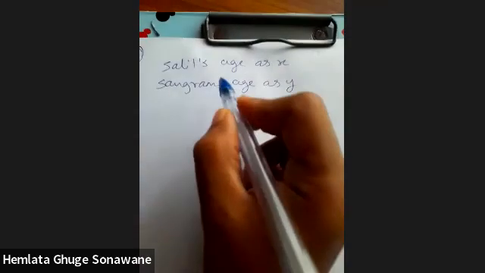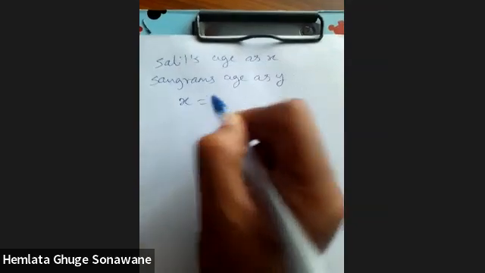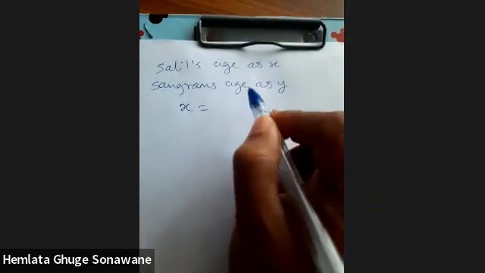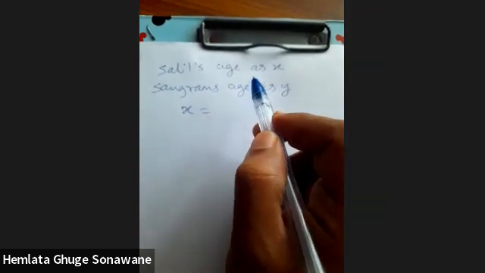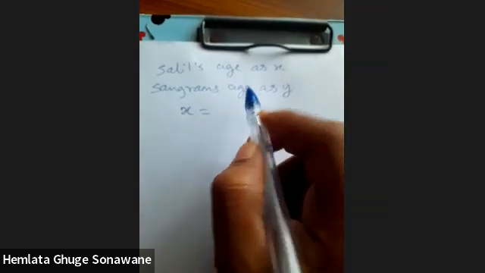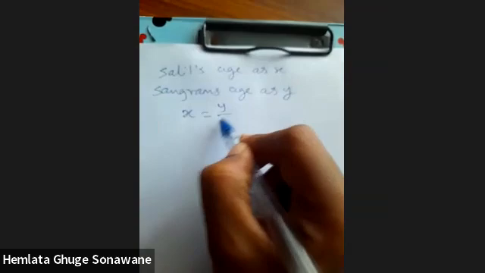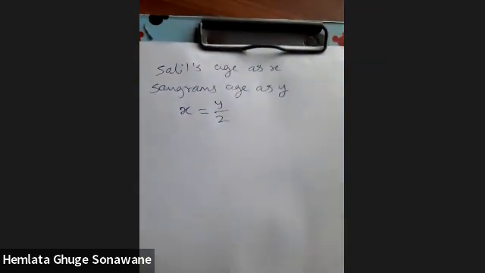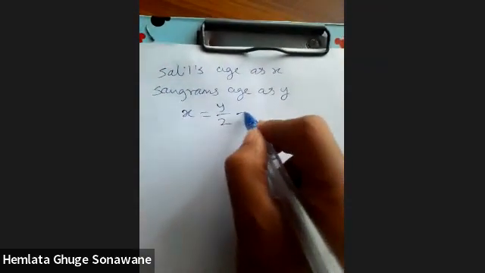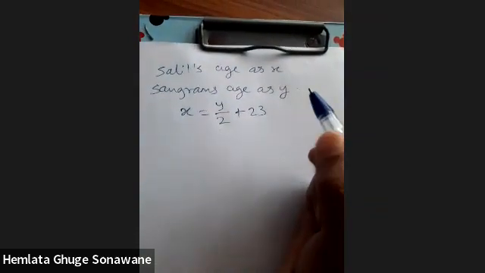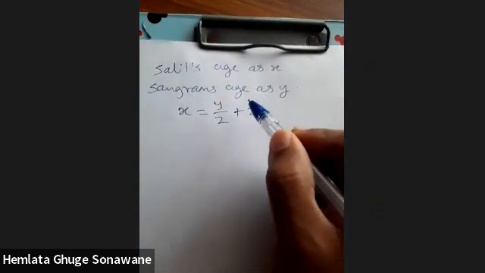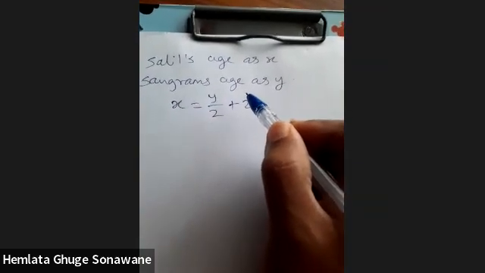The first condition is Salil's age is 23 years more than half of Sangram's age. What is Salil's age? That is x. It is 23 years more than half of Sangram's age. Sangram's half age is y upon 2 plus 23. That is 23 years more, so we'll add 23 here.